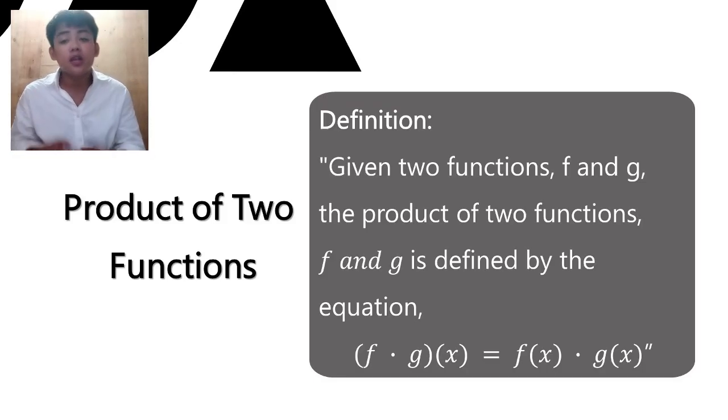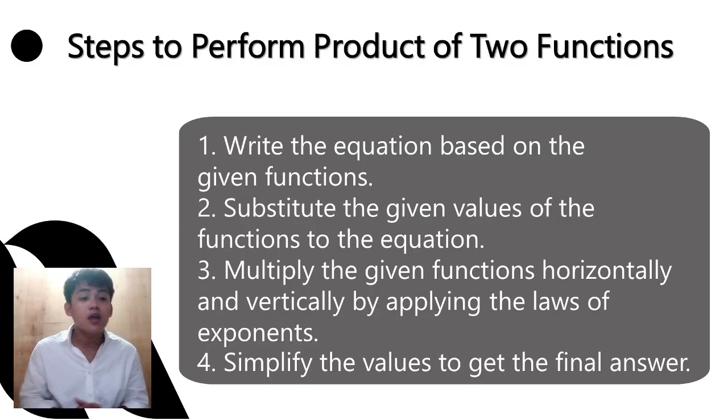Same with the previous operations, it has a different step-by-step procedure in performing the product of the two functions. First is to write the equation based on the given function. The next is to substitute the given values of the function to the equation. The third is to multiply the given functions horizontally and vertically by applying the laws of exponents. Fourth is to simplify the values to get the final answer.